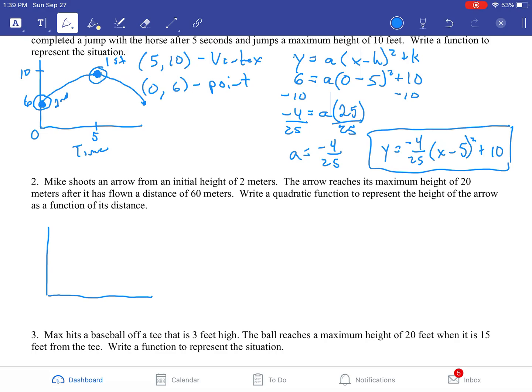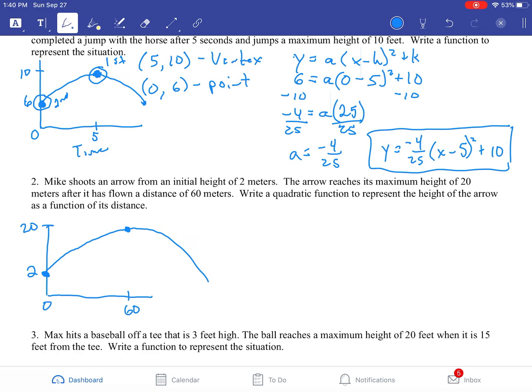So Mike is shooting the arrow. When it's gone 0 feet, it is 2 meters high. Okay, he's going to shoot the arrow, and it's going to get a maximum height of 20 when it is 60 meters. And it will keep going until it hits the ground. But we don't care about that because we have our 2 points right here.